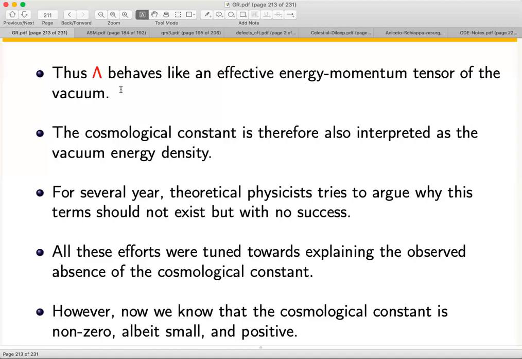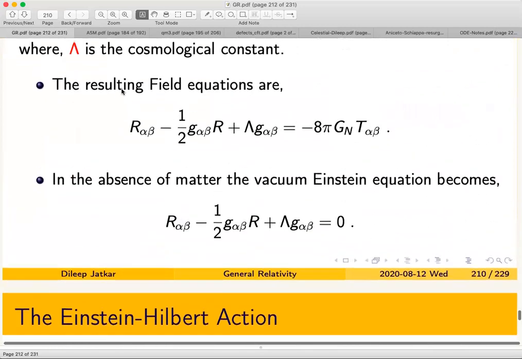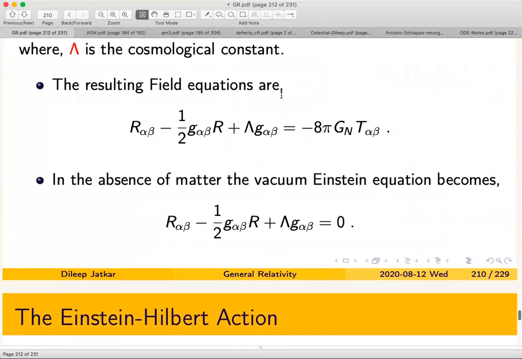On the other hand, if you want to step back and ask this question: suppose I know that there is matter in the universe. I write down a matter energy momentum tensor and the cosmological constant contribution to the energy momentum tensor.